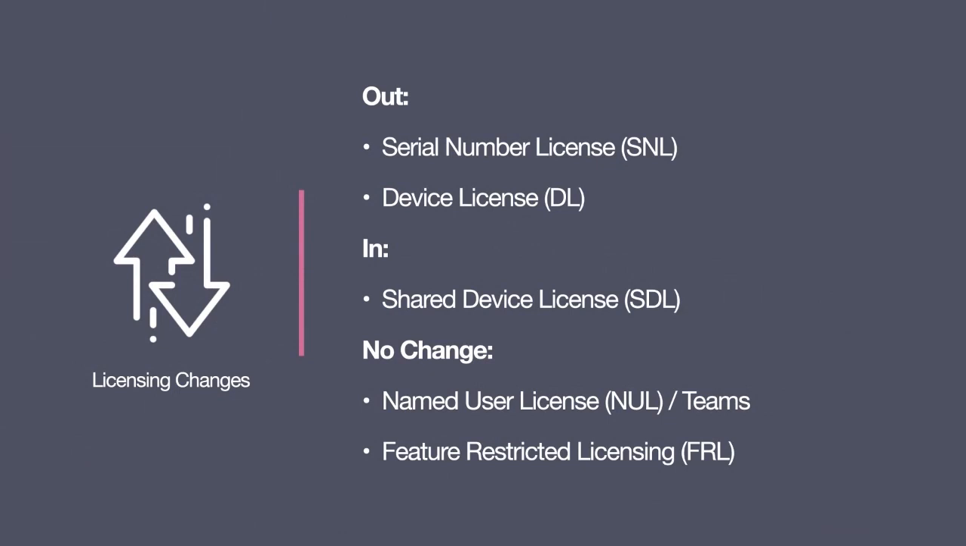First, we've seen changes with the licensing on device that Adobe are using. So out goes the previous serial number license, as well as the new device license used with CC 2018 and older. In comes this new concept of a shared device license that we'll cover at various points today. There is no change for the support of a named user license, where you assign licenses directly to users, or feature restricted licensing, or FRL. We'll not cover much on FRL here, but this is an enterprise-only license model initially intended for air-gapped devices, often in broadcast environments.